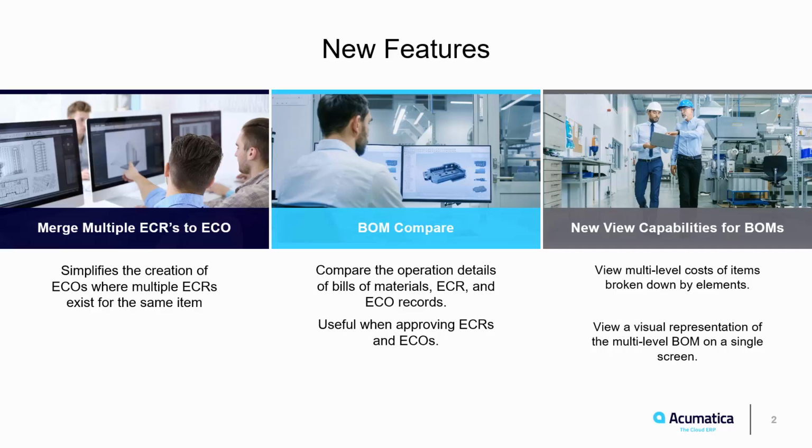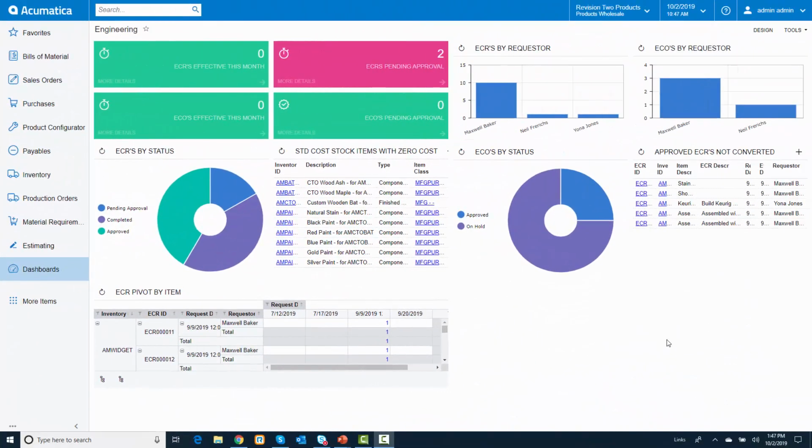The multi-level BOM report now includes the option to print the multi-level bill of material with the cost of each level broken out by cost element. With the new multi-level BOM form, we can see a visual representation of a multi-level bill of material on a single screen. To demonstrate this new functionality, I'm going to start on the engineering homepage.